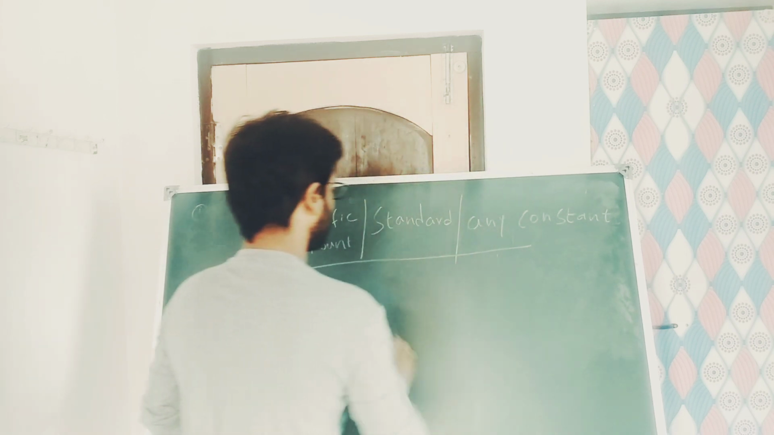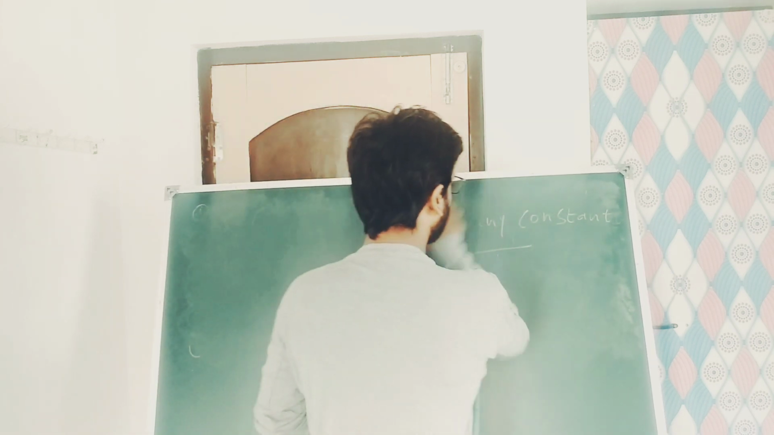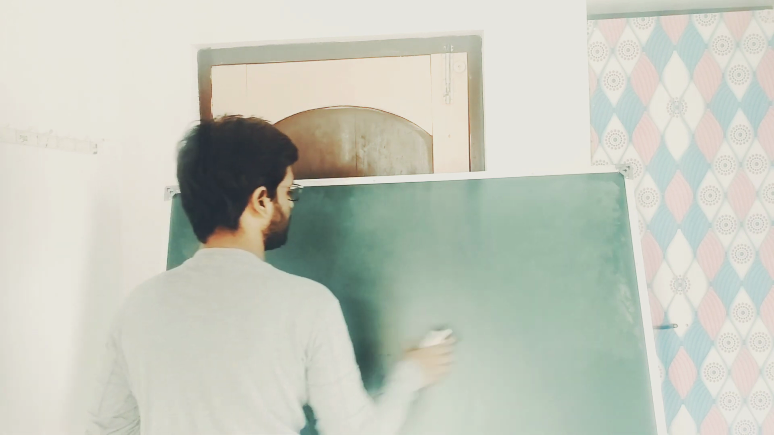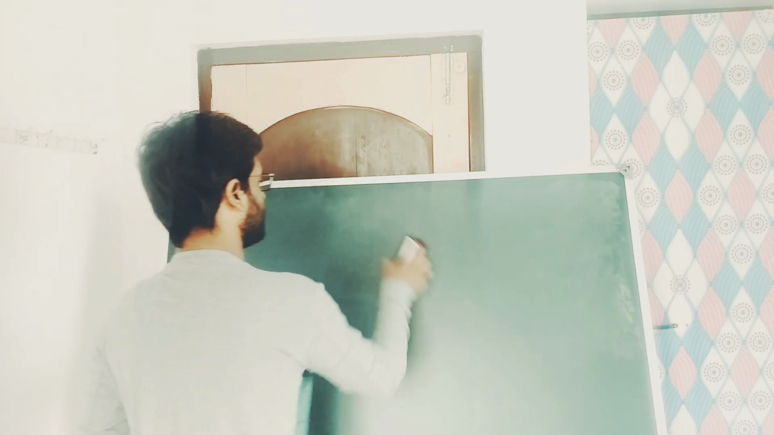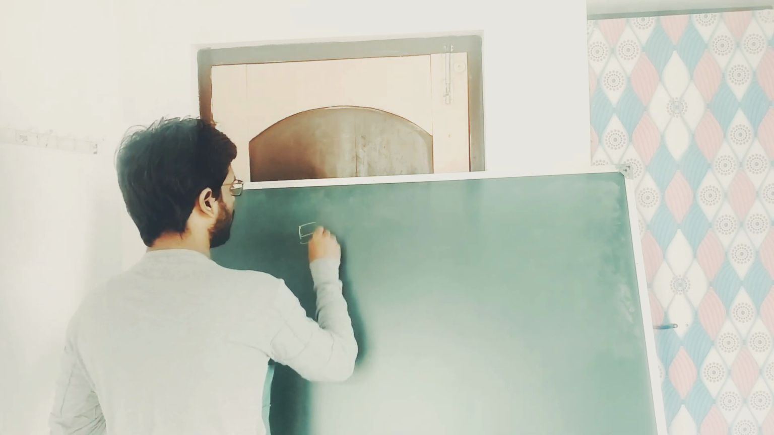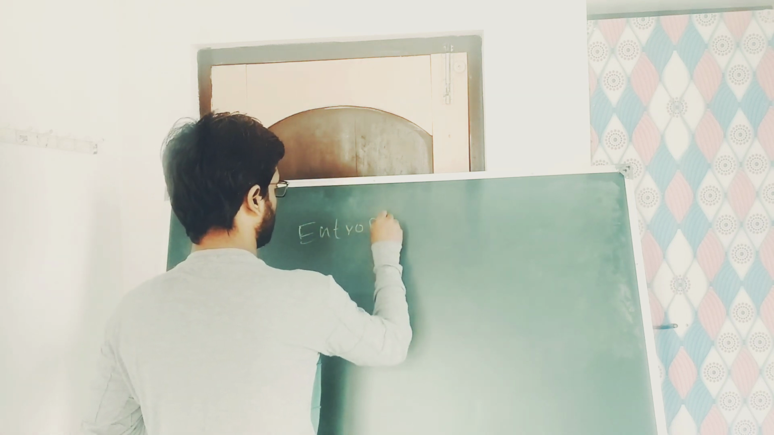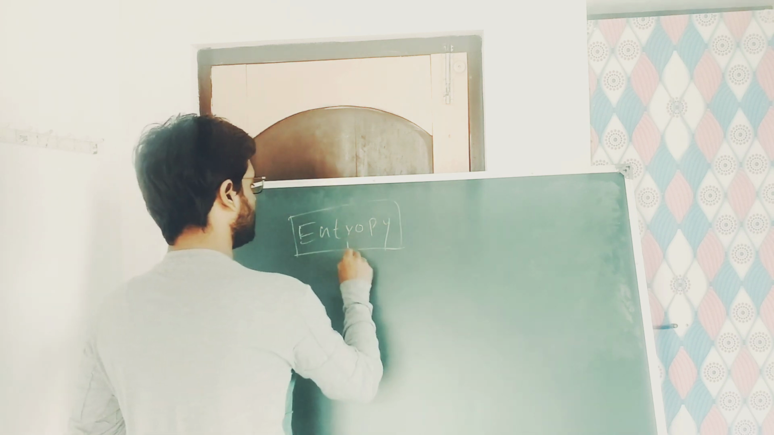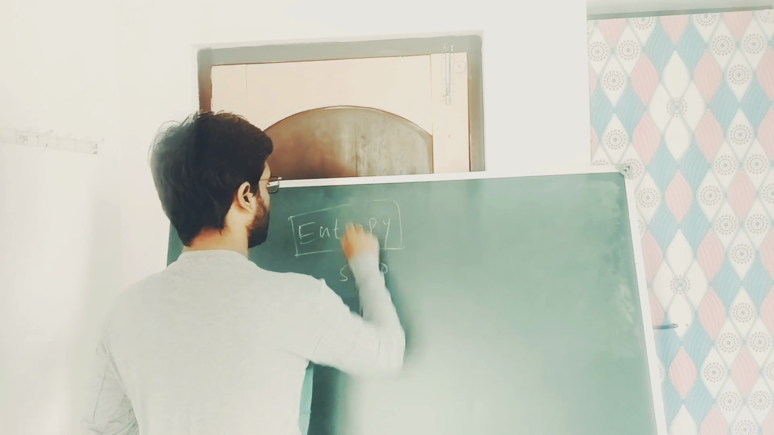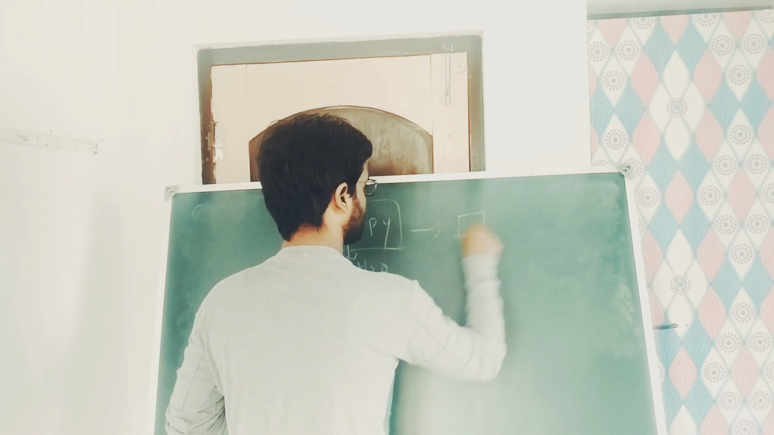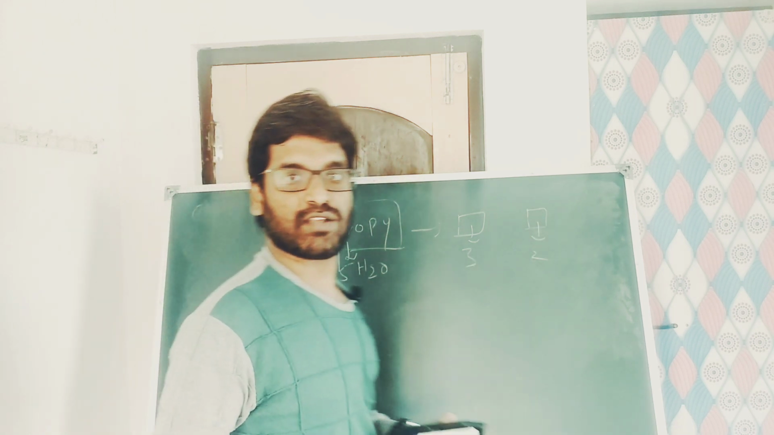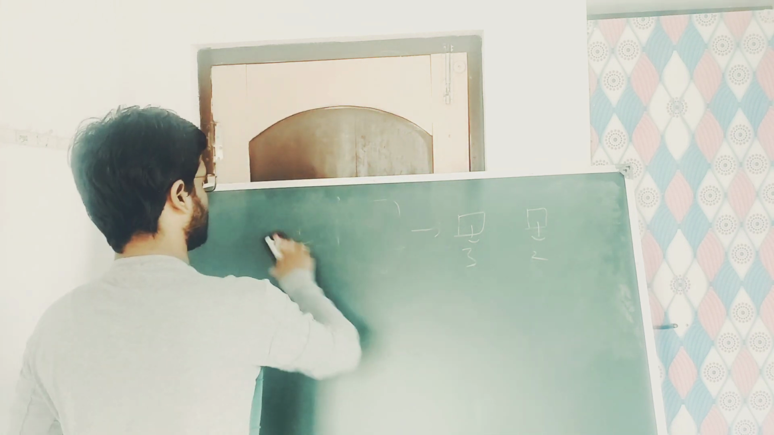Next important thing, entropy. Entropy is nothing but disorderness. That means it depends upon the number of molecules. If the number of molecules increases, disorderness increases, entropy increases. If the number of molecules decreases, entropy decreases. Initially I have the system with 5 water molecules. I am dividing it into 2 systems: here 3 water molecules, here 2 water molecules. That means the number of molecules is decreasing, so entropy is decreasing. So this is the next one.